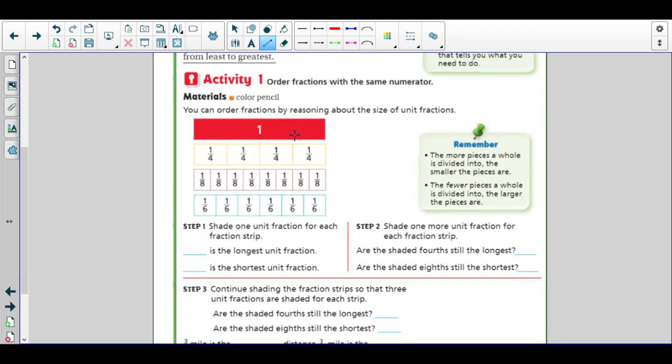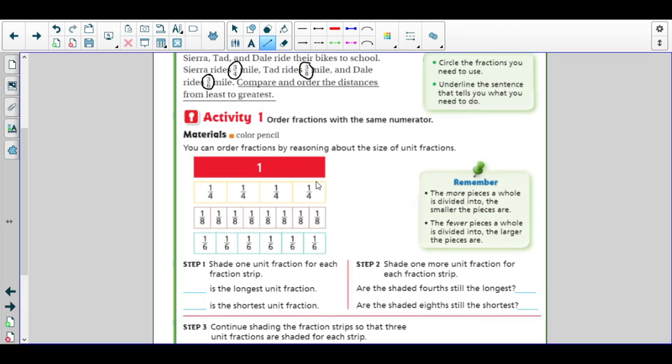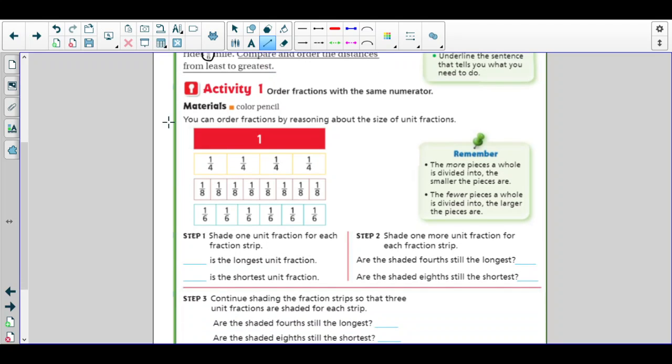Okay, and what we've done right here, so let's see, 3/6, 3/4, 3/8. All right, so the top number is the one that is the same. So we have our standard of 1 right here. And then we have our fourths, and we've divided them equally into fourths. We've divided them into eighths equally and into sixths. So we're going to shade 1 unit fraction for each of the fraction strips.